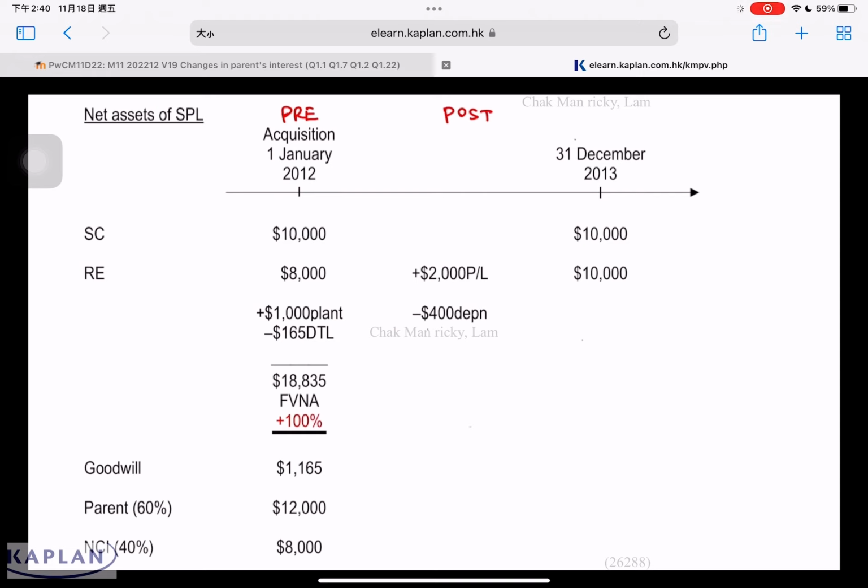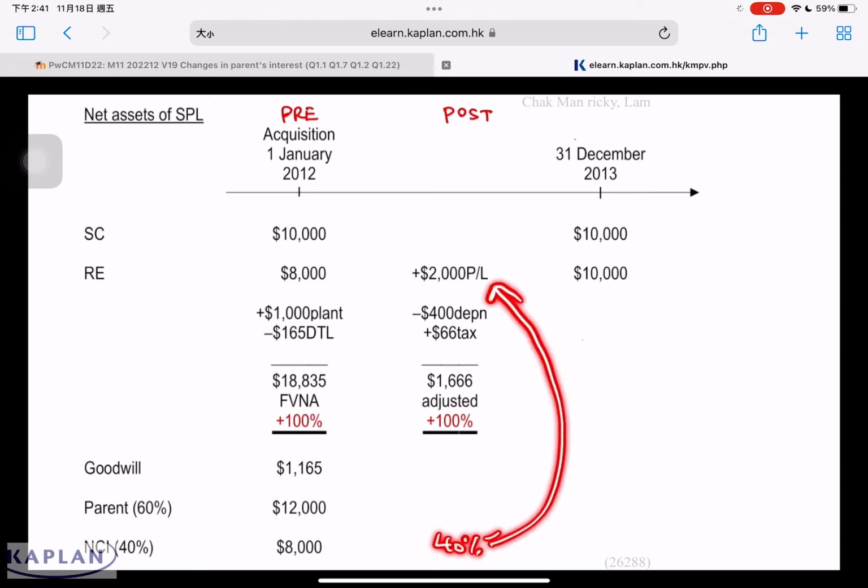When you increase depreciation, you reduce profit and reduce the tax, so we must account for the tax effect of 16.5%, 66. 1666 is the adjusted profit that is 100% consolidated. We must let NCI share this 40%. You can take 40% share of each, or take 40% share of the net amount. In this case, I take 40% share of the net amount. The NCI for these 2 years should increase by 666.4. The NCI at the year end is equal to 8666.4.